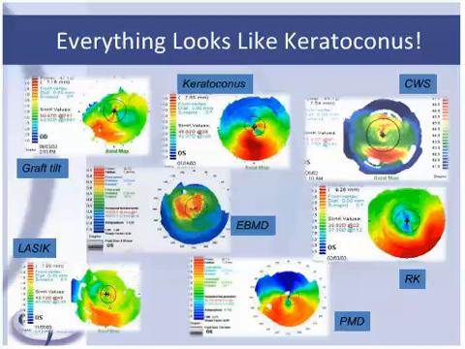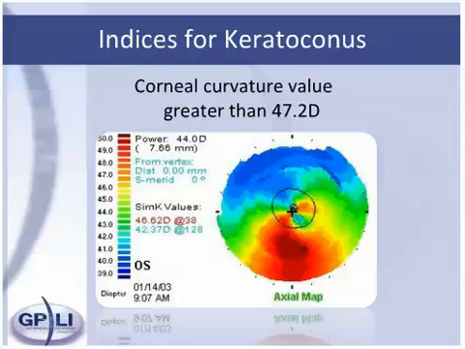The problem is, everything looks like keratoconus to the corneal topographer. Therefore, it is important to understand the indices for keratoconus so you can analyze the raw data yourself. And if there's a corneal curvature value greater than 47 diopters, consider the diagnosis of keratoconus.